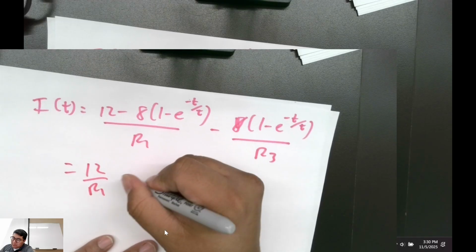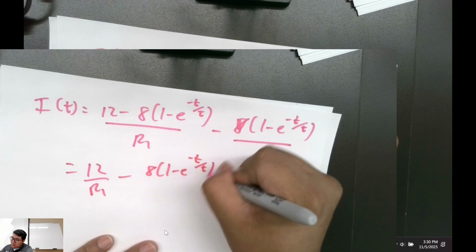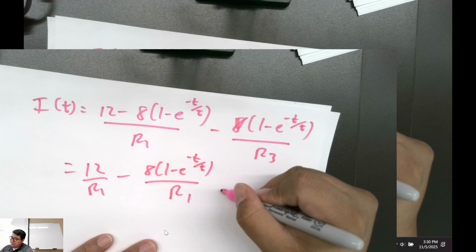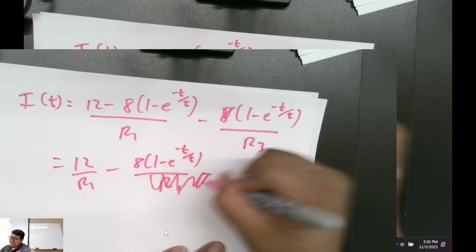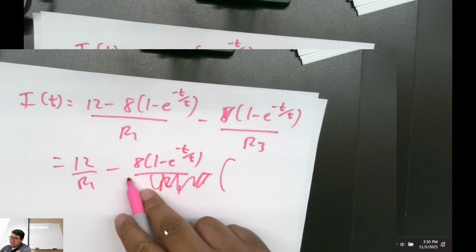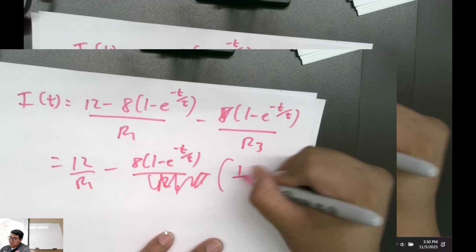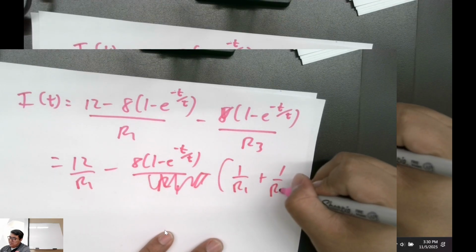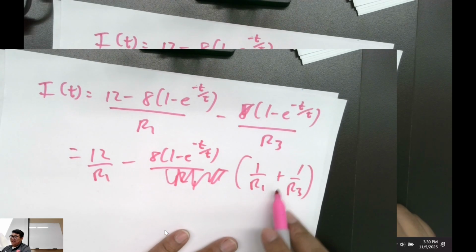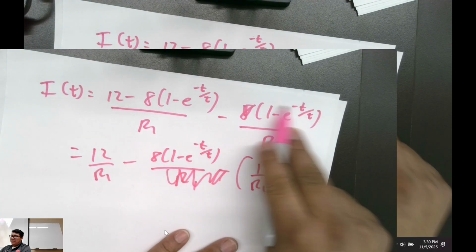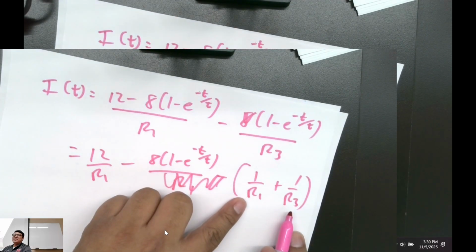Let me see. How do I want to show you this? 12 over R1 minus 8, 1 over e to the minus t over tau over R1 minus, oh, I see something. Okay, I'm going to put that minus there, right? Because there's a minus here, minus there. 1 over R1 plus 1 over R3. Is that good with everybody? You like how I skipped that step? I have this right here and I have this right here, and it's a common term to these two. Is that good?